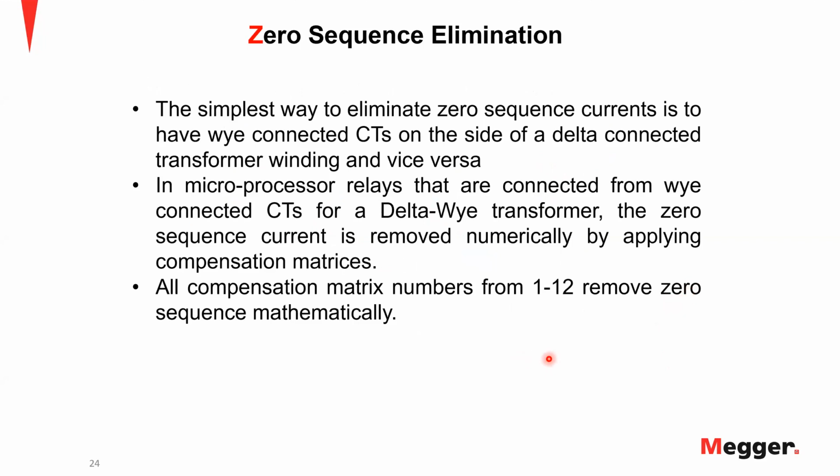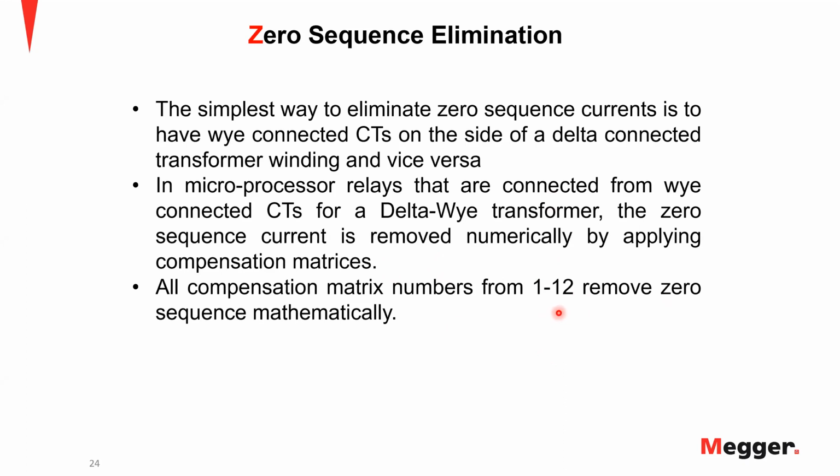So the easiest way to eliminate zero sequence is, again, utilizing the right type of CT connections or ideal CT connection types based on your transformer configuration. You would connect a delta connected CT on the Y side and vice versa. So that will eliminate the zero sequence currents coming into the relay. In microprocessor relays, we have an option to utilize the compensation matrices like we discussed for the phase shift challenge as well. So utilizing this, the microprocessor relay performs mathematical calculations and it removes them numerically. And again, these matrices are numbered from 1 to 12.